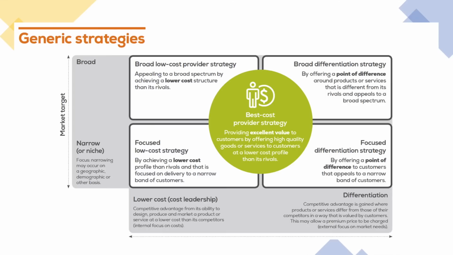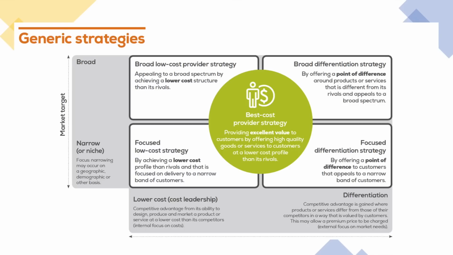And now, if we move on to the fourth strategy, that is focused differentiation strategy. That focused differentiation strategy is actually offering a point of difference to customers that appeals to a narrow band of customers. It means differentiation, but with a narrow market. It's not broad. So just keep in mind, it's not broad, but it is differentiation. It's narrow and differentiated. What is the example of that? It's R.M. Williams, clothing and footwear.